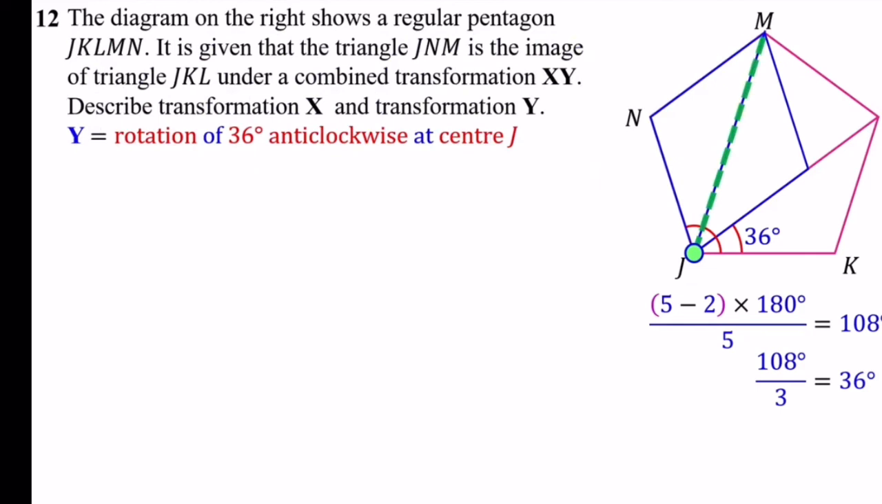So X obviously is a reflection, isn't it? On the line, the green line is JM. So it's a reflection on the line JM. So that is the combined transformation Y followed by X, but we call it XY.